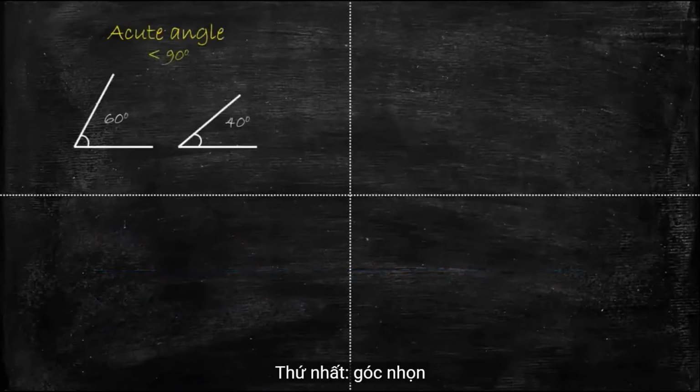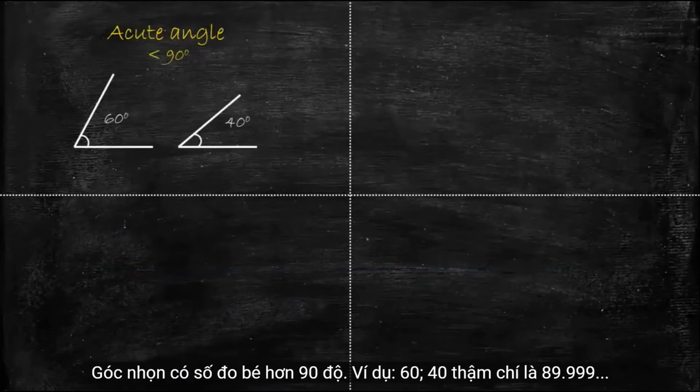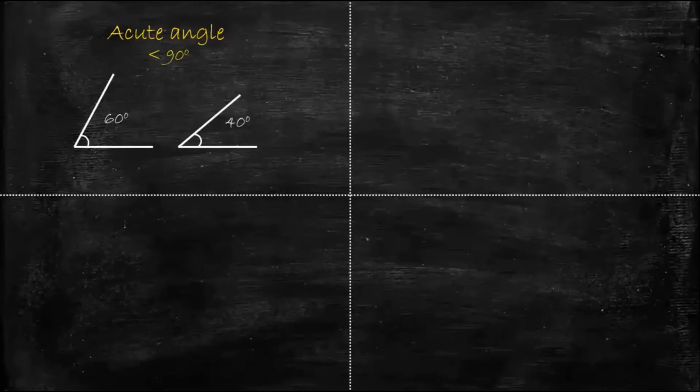First thing, acute angle. An acute angle is an angle that has a value less than 90, for example 16 or 40, or even 89.999 is an acute angle.